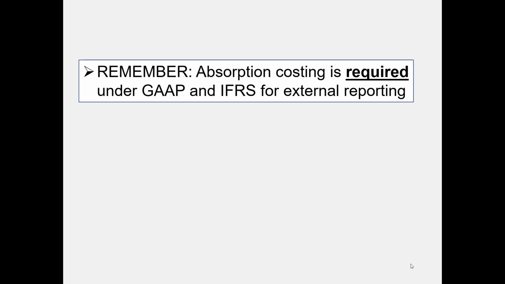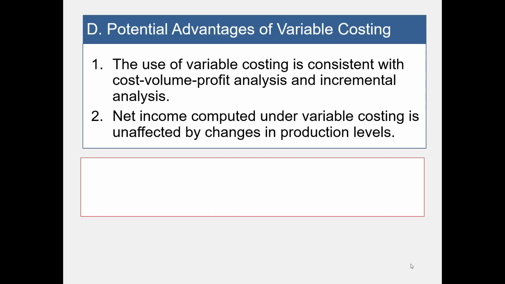Also, recall that absorption costing is required under GAAP, but for management decisions, you may want to consider variable costing. And that's because there are a couple of advantages. One is that variable costing is consistent with CVP analysis. If you look at an income statement prepared under absorption costing, where you see sales minus cost of goods sold equal gross margin minus operating expenses gives you income, you have no way to really identify the variable and the fixed costs, and that is required to perform CVP analysis.